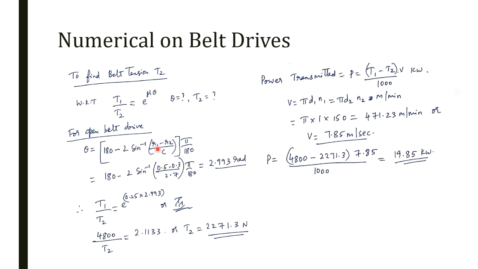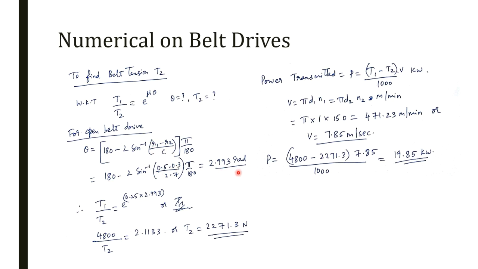Substitute the values. You have R1 value, you have R2 value. Find out the theta value. 180 minus 2 sine inverse, R1 is 0.5, R2 is 0.3, C is given 2.7. Simplify, you will get it as 2.993 radians.